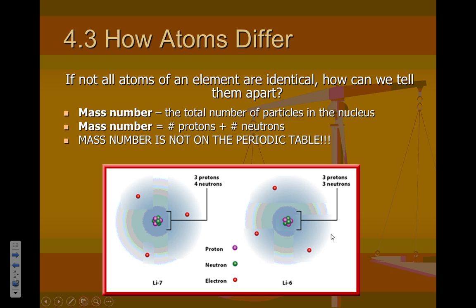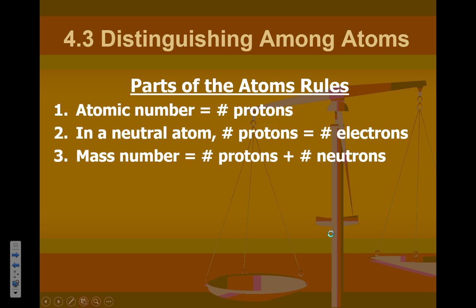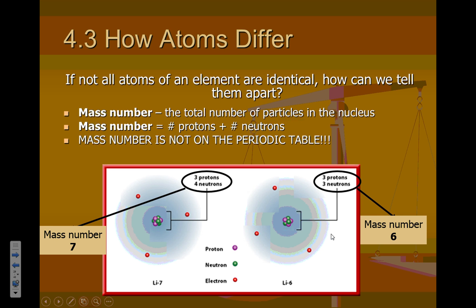So if you take a look at these two different types of lithium, the one on the left has a mass number of 7. The one on the right has a mass number of 6. So we would describe the lithium on the left as lithium-7. We would use its mass number, which is unique and different than lithium-6, which has a mass number of 6, to actually differentiate between these two different types of substances.